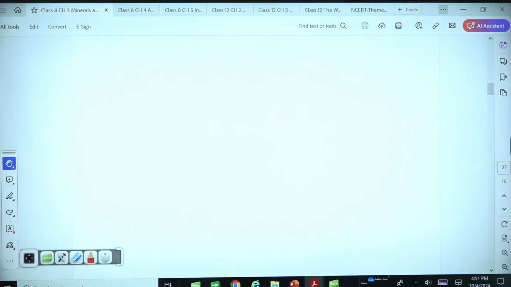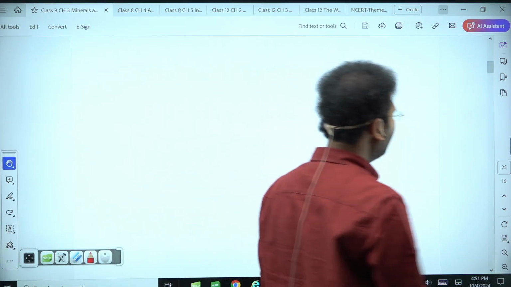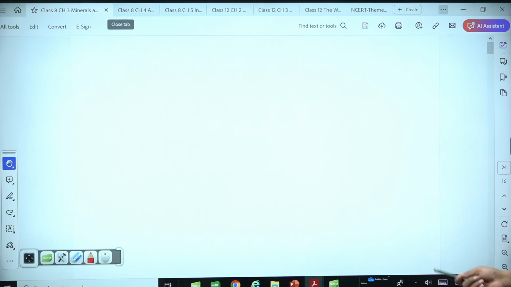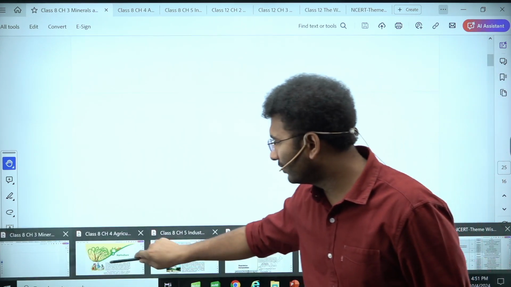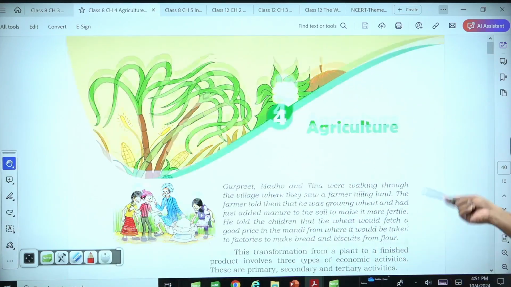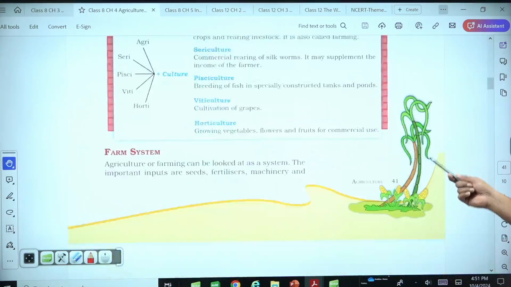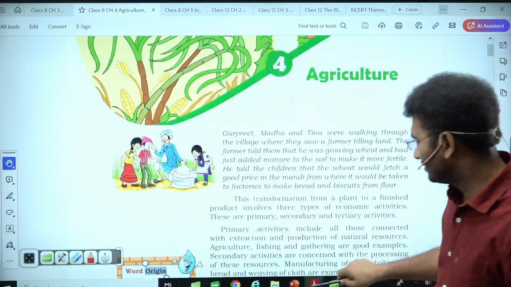Look here. The next chapter that you are supposed to read is class 8, chapter number 3, that is your minerals. Right? This is one chapter which has some value. Okay? Likewise, you will also have a good amount of value in the case of the agricultural chapter as well. We'll be looking into it in a detailed manner in this chapter, right?